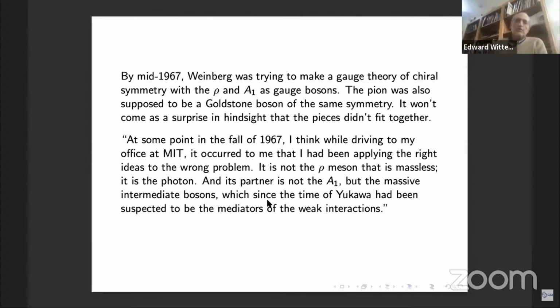But at some point in the fall of 1967, I think while driving to my office at MIT, it occurred to me that I'd been applying the right idea to the wrong problem. It's not the rho that's massless, it's the photon. Its partner is not the A1, but the massive intermediate bosons, which since the time of Yukawa had been suspected to be the mediators of the weak interactions.